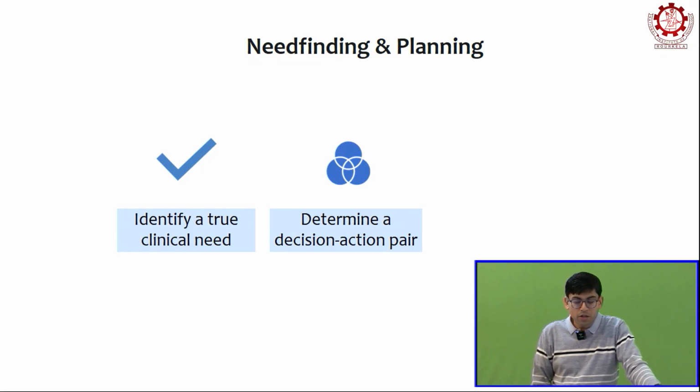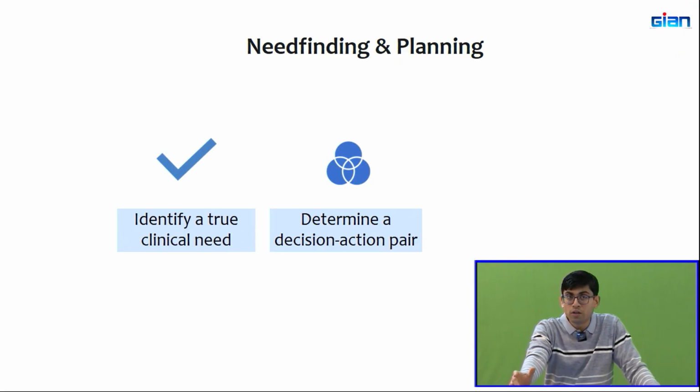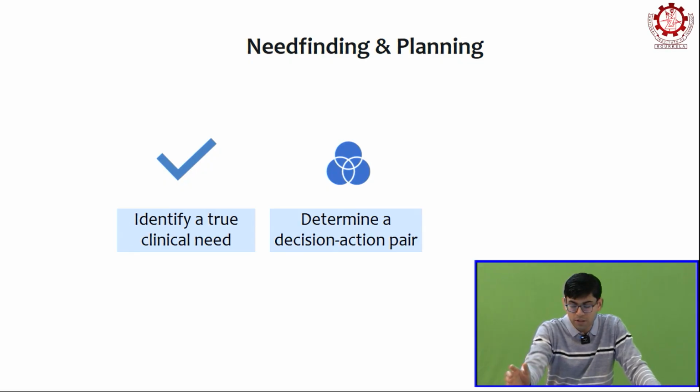And then determine a decision action pair. This is again where both clinicians and AI developers should work hand in hand. So what does that mean? If you suggest something as an AI developer, or if your model suggests something, what clinical decision does it lead to? That has to be very clear. Does that lead to, let's say, changing of the treatment, or is it just an additional read for the radiologist, for the pathologist? So how would it change the clinical decision workflow? That is something that you need to understand.